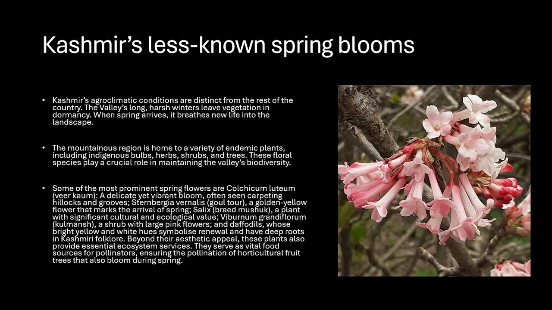Now, a golden yellow flower marking the arrival of spring in Kashmir. Its early bloom has now shifted due to climate change and milder winter conditions. Because of these milder winter conditions, this is changing. Okay, so here you can see some of the most prominent spring flowers. Here you have Veer Kom. A delicate yet vibrant bloom, often seen in carpets, hills, and groves. So this is where it has been seen. A golden yellow flower that marks the arrival of spring. So whether the spring has come or not, we get to know because of these flowers when they bloom. They help in maintaining biodiversity, etc.